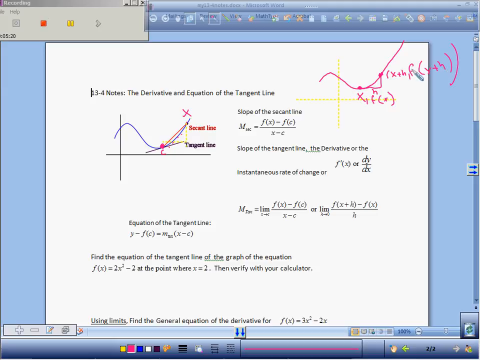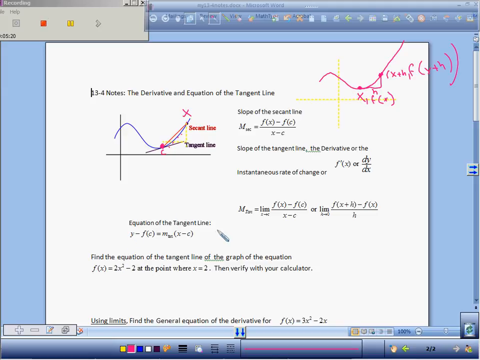It's f(x + h) minus f(x), and the distance from here to here is x + h minus x, which is just h, okay? And if I take the limit of that as h gets smaller and smaller, I will get the exact value of the slope at any specific point. This formula isn't in your book, but I think it's easier to do some of these problems this way.